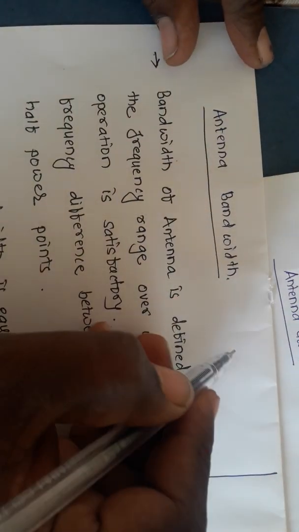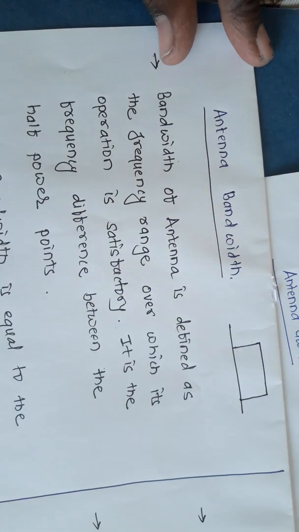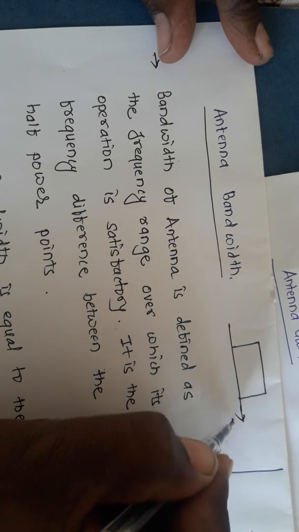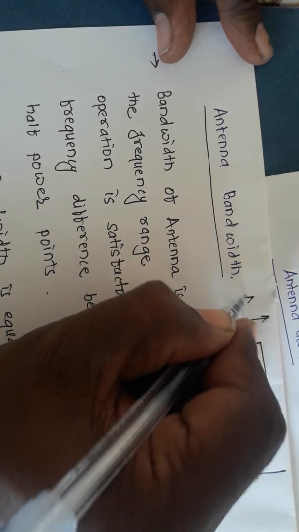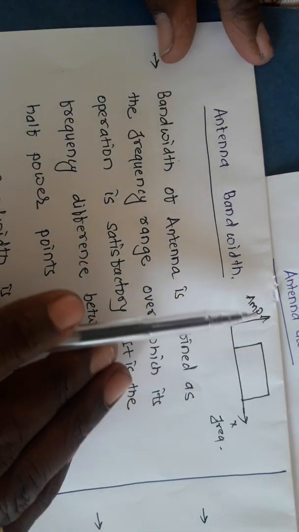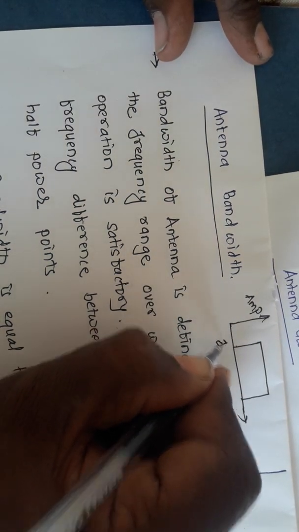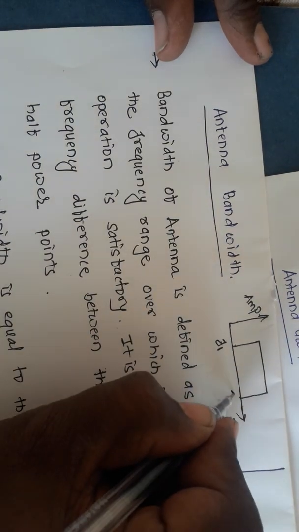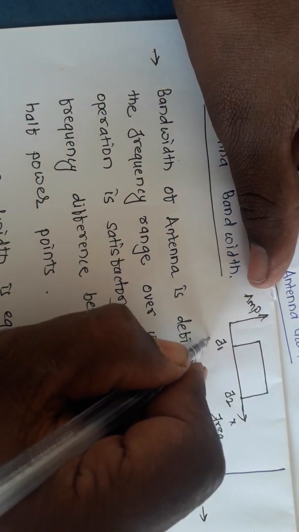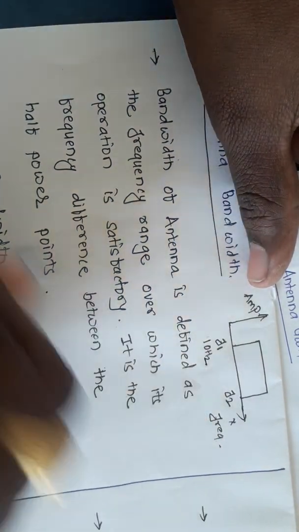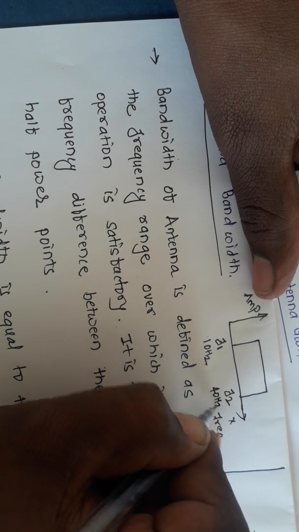Suppose, for example, I am showing here a frequency band or spectrum. Suppose on the x-axis there is frequency, and on the y-axis there is amplitude. So I have drawn a frequency versus amplitude spectrum here. Suppose this is frequency f1 and this is frequency f2, right? Now suppose f1 is 10 hertz and f2 is 40 hertz.